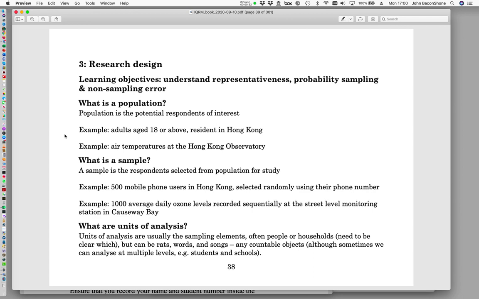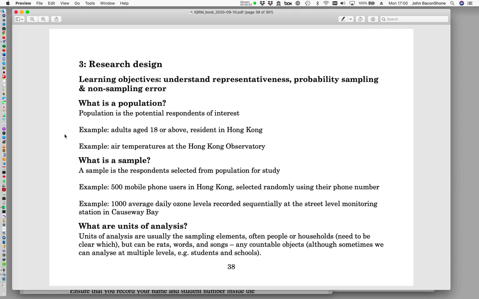So our learning objectives are to understand representativeness, probability sampling, and non-sampling error. So these three are all really important. Probability sampling is often taught in statistics courses, but the other two are not always taught. So we need to start by defining what is a population.